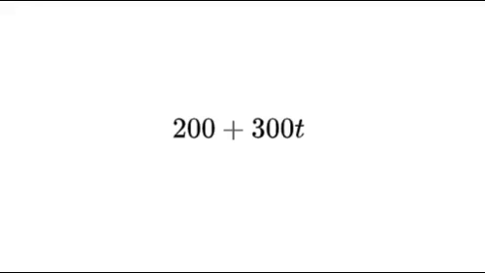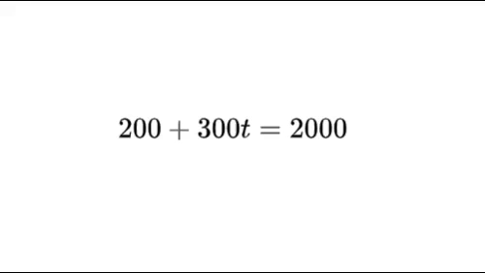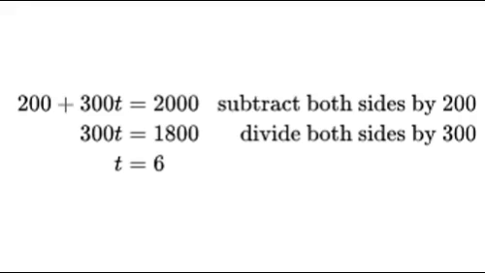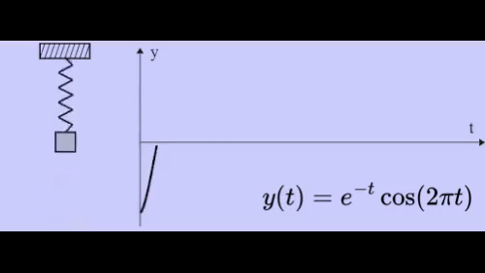I'm saving up for a gaming PC, so I want to figure out when I'll have $2,000. I'll make an equation which puts the expression with the amount of money I make on one side, and the amount of money I want on the other. Then I can use basic algebra rules to find out the value of t that makes both sides of the equation equal to each other.